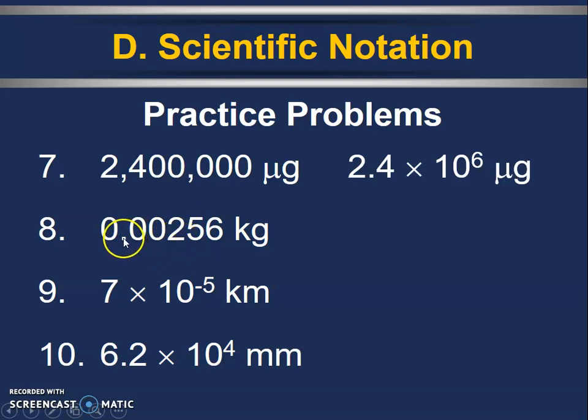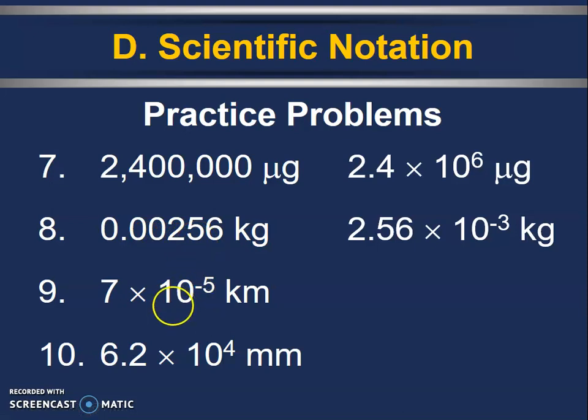So let's see. It's here. We're going to go 1, 2, 3. So it is going to become 2.56 times 10 to the negative 3 because we moved it this way. Okay? And then we can also take a scientific notation and convert it into a regular number.